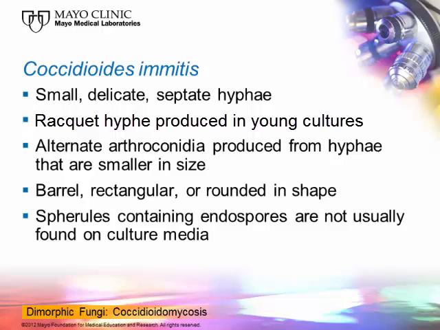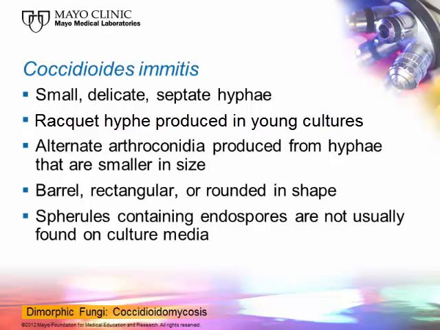You're going to start off by noticing one thing that's in common with all these dimorphic fungi, and that is that they have small, delicate hyphae present. With Coccidioides, we find some structures in there that we don't see with some of the others. They're called racket hyphae, and they look like tennis rackets. It looks like a swollen area that may be at the end of a hyphal strand or in the middle of a hyphal strand that's produced in these young cultures. And they're just called racket hyphae.